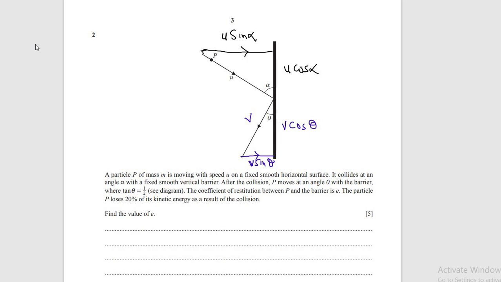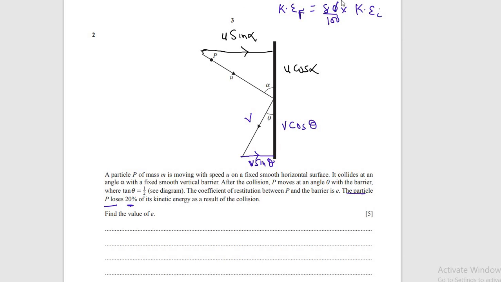Now, it said tan theta is equal to half, the coefficient of restitution between P and barrier is e. Particle P loses 20% of its kinetic energy. So it means the final kinetic energy, when something loses 20%, what does it mean? 80%. So final kinetic energy is 80% of its initial kinetic energy.